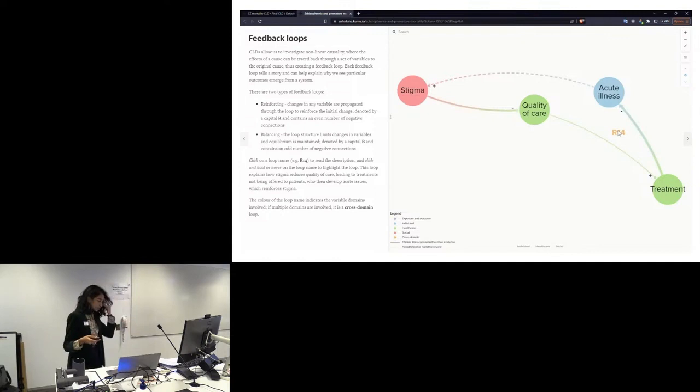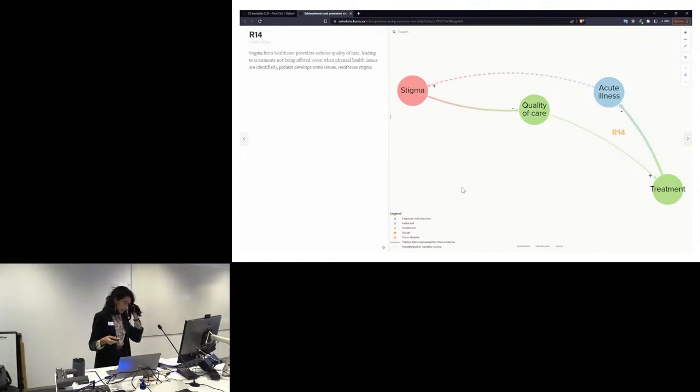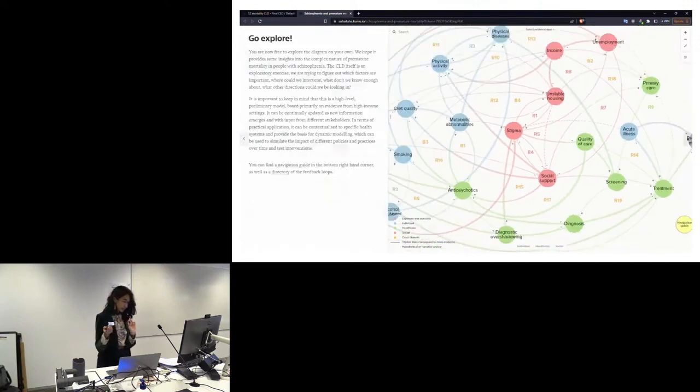So in the example shown here, stigma from health professionals reduces quality of care, leading to treatments not being offered to patients who then develop acute issues, which then reinforces stigma. So loops can occur entirely within one of those three domains or across domains, as shown here.